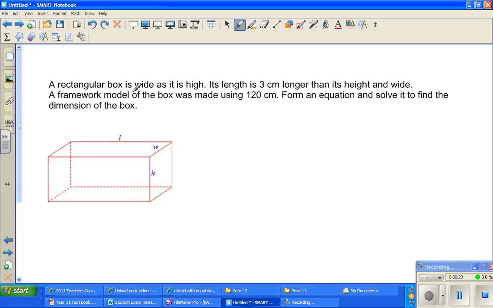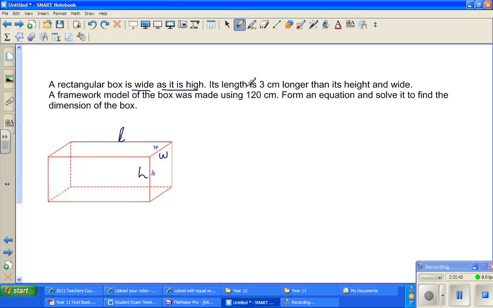A rectangular box is as wide as it is high. So I have Googled a cuboid with equal width and height. I got this image from Google. This is your width, so this is your W, and this is your height. And this is your L, which is your length.